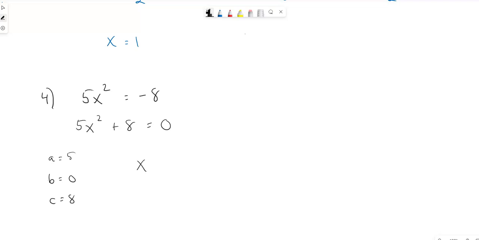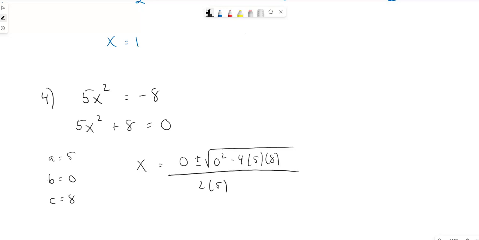So when I go to set up my formula, I get x equals opposite b, which is just 0, plus minus the square root of b squared minus 4 times 5 times 8 all over 2a, which gives me plus minus the square root of 4 times 5 is 20 times 8 is negative 160 over 10. What's going to happen is you're going to end up with a negative number under the radical. When you end up with a negative number under the radical, that's how you know it's a non-real solution. So we can actually simplify this, right?